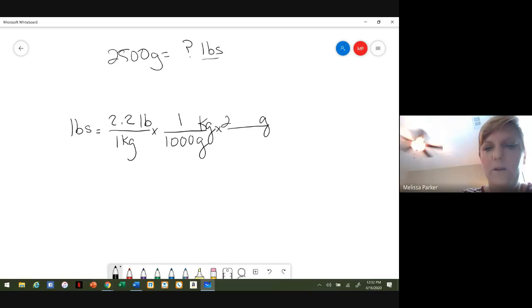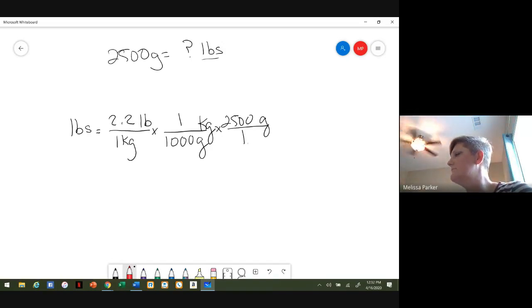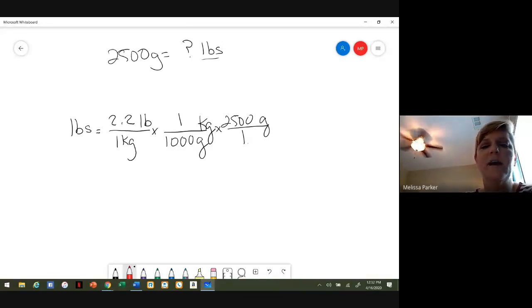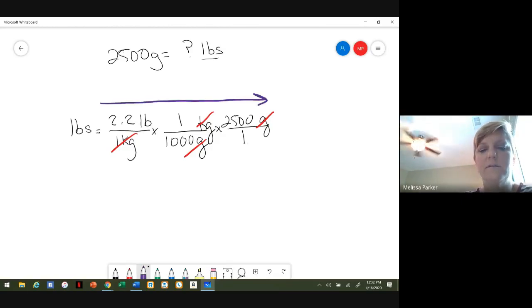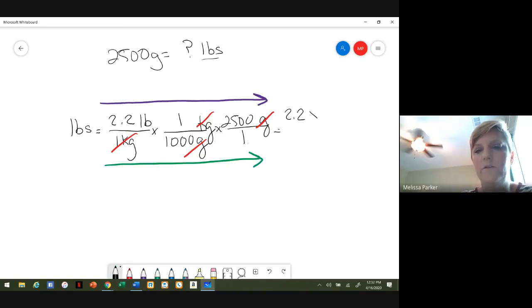Yes, 2,500 grams. And what goes down here? Just 1, right? Because we're just holding the place value. Okay. So now what do I do? Yes, we're going to cross out our like terms. So our kilograms and our grams, right? And then we're going to multiply the top across, and then we'll multiply the bottom across, right? So here we have 2.2 times 1 times 2,500 over 1 times 1,000 times 1, okay?